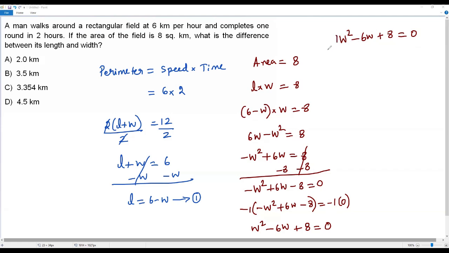Actually, we don't find any number in front of W square. We have to assume there is 1. So the coefficient of W square is 1. It has to be multiplied by the constant of positive 8. So when I do so, I'm getting 1 times positive 8 is positive 8.